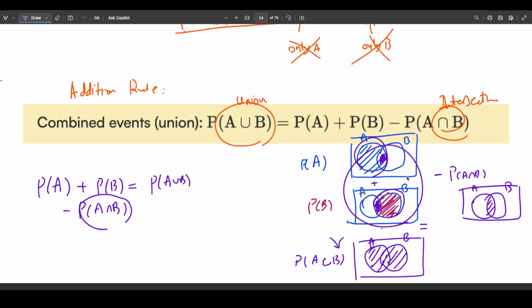So blue plus red minus purple gives you A or B. Okay. So this is a visual demonstration of this formula. Probability of A or B equals probability of A plus probability of B minus probability of A and B.